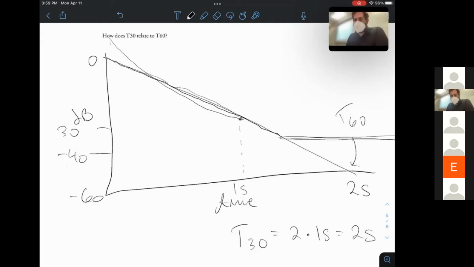Okay. Sorry. So wait, all right. Let me say it one more time. The name is very confusing. We're using T30 to estimate how long it would take to drop to T60. You got it. That's exactly right. Gotcha. Okay.